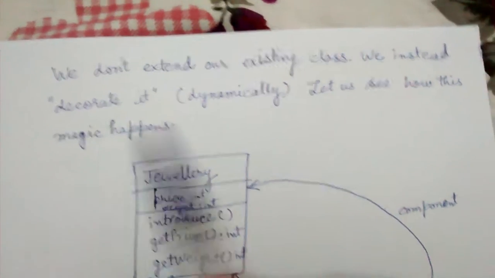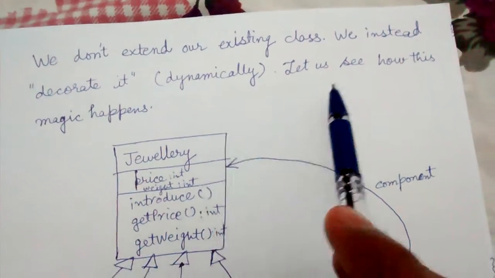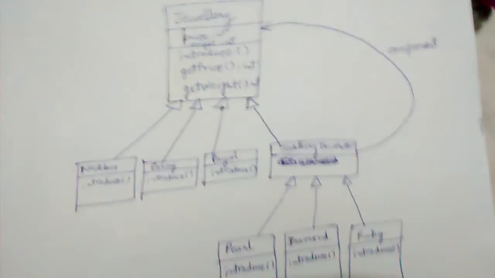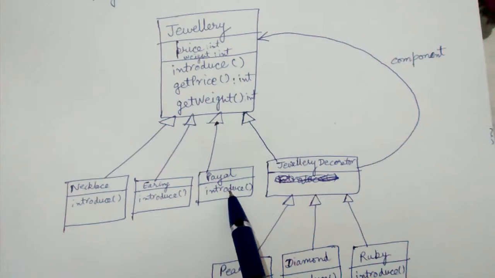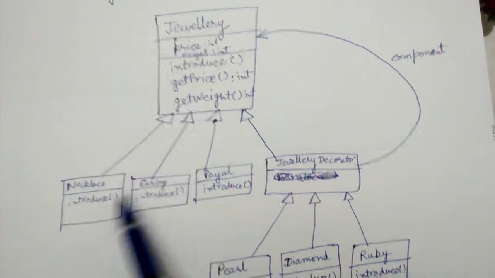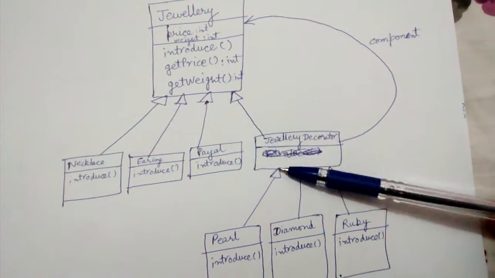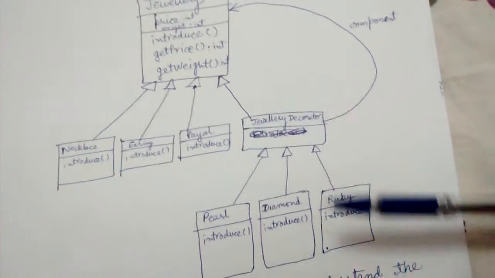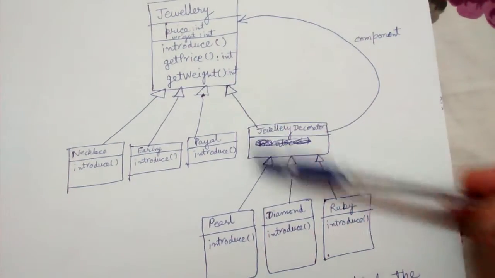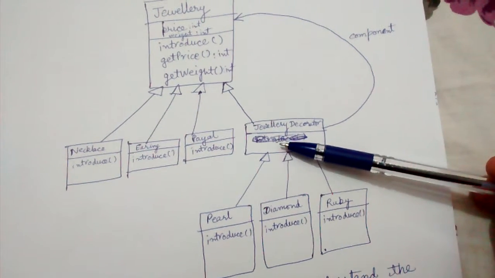So let's look at how we can solve this problem. We don't extend our existing class, we instead decorate it dynamically. Let us see how this magic happens. So this is our jewelry class, very simple. These are the three plain classes inheriting from it: plain jewelries, necklace, earring, payal. And one more class inherits from it, called jewelry decorator. Why it is inheriting from this jewelry class will be clear when we look at the source code.